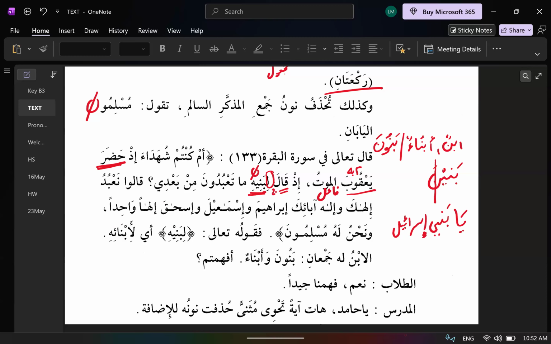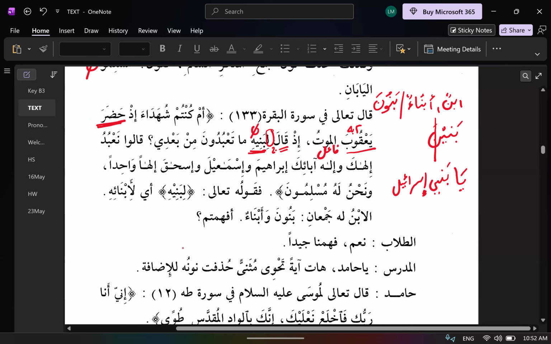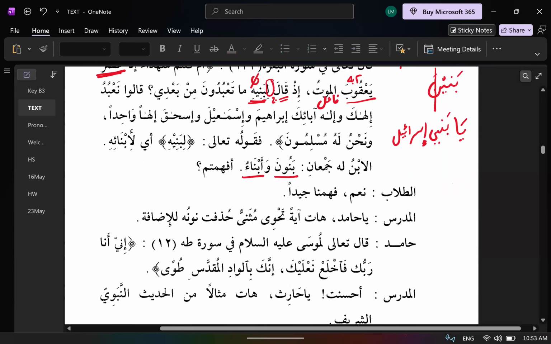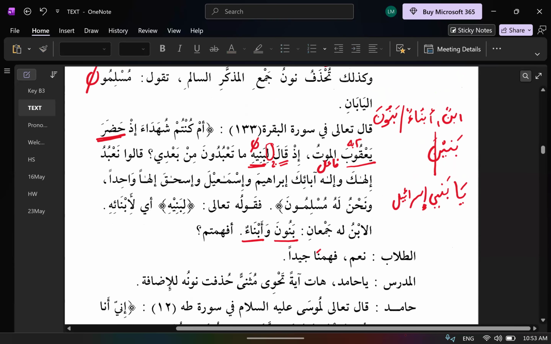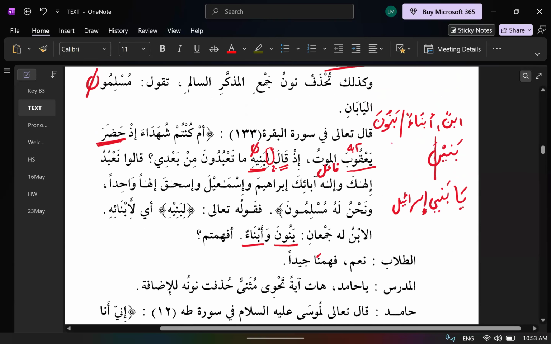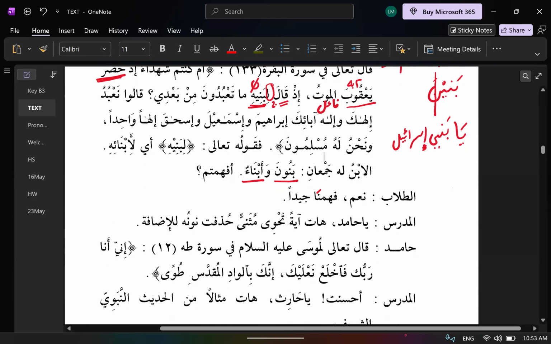The noon I think is dropped over here. So the saying of Allah subhanahu wa ta'ala, li banihi, meaning li abna'ihi. Ibn has two plurals, banun and abna'un, what I wrote already. The students say yes, we understood very well. So we just have to remember that ibn has two plurals. From bununa, it becomes banina, and you drop the noon, and it becomes bani. We say all the time Banu Hashim, but it is actually bununa Hashim.